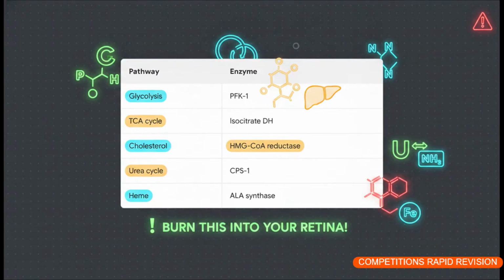Glycolysis? That's phosphofructokinase 1. The TCA cycle? Isocitrate dehydrogenase. Cholesterol synthesis is driven by HMG-CoA reductase. For the urea cycle, it's carbamoyl phosphate synthetase 1. And heme synthesis relies on ALA synthase. Seriously, burn this table into your retina.